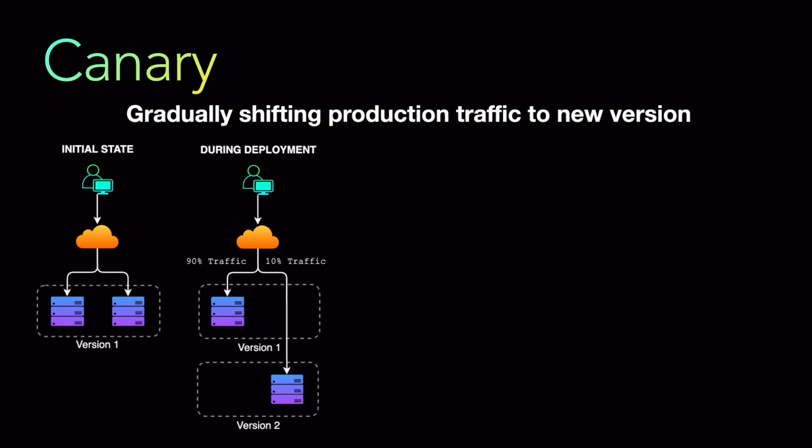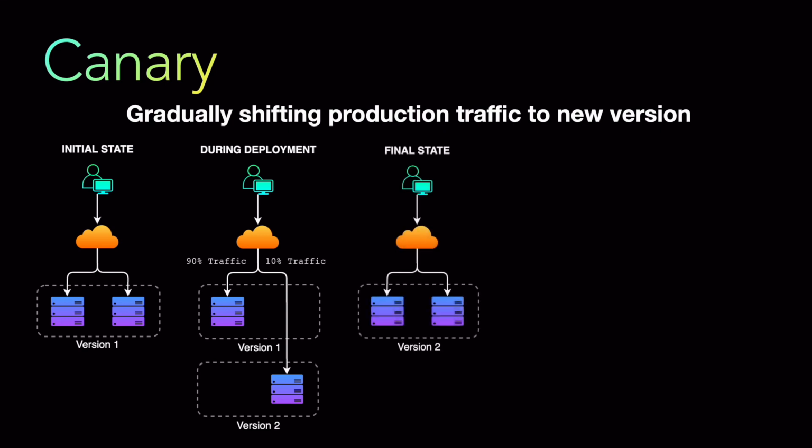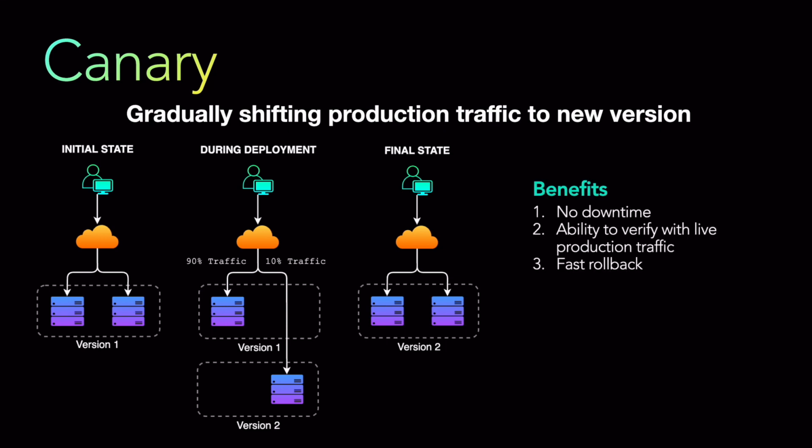You are basically cutting over 10% of real-time production traffic to your version 2, right? And then in your final state, the entire version 2 is live, right? So this gives very good control to the teams and the service teams who are owning the deployments. And definitely one of the benefits is no downtime, as you can understand.